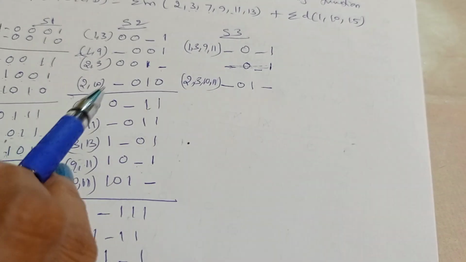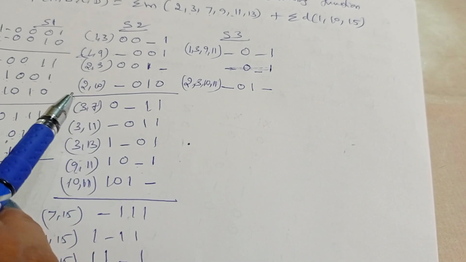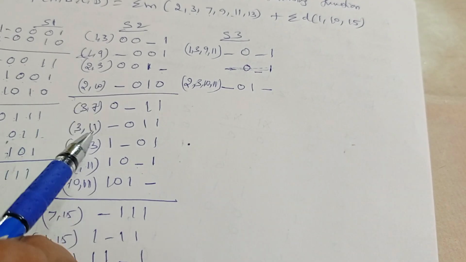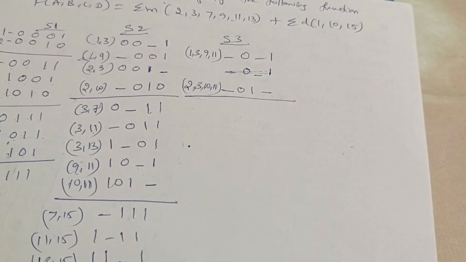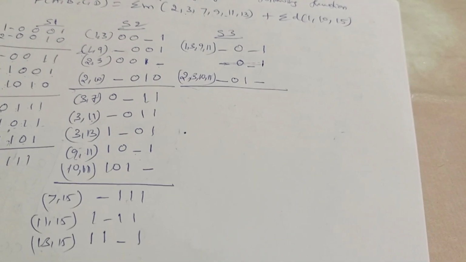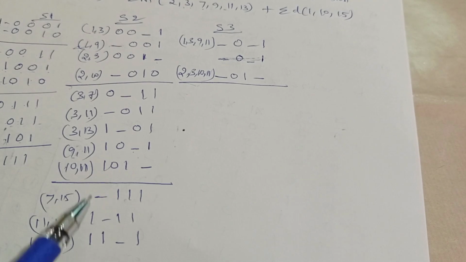Next first place hyphen, that is this one, that is again 2 3 10 11. So no need to repeat. So this comparison is completed. Now we'll compare this group with this group.